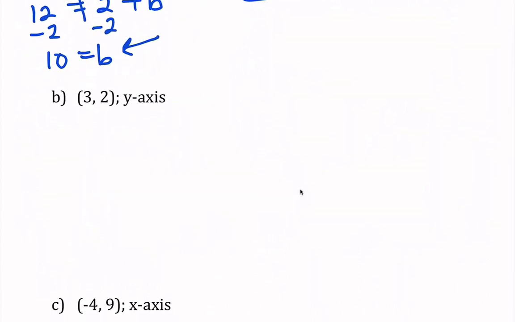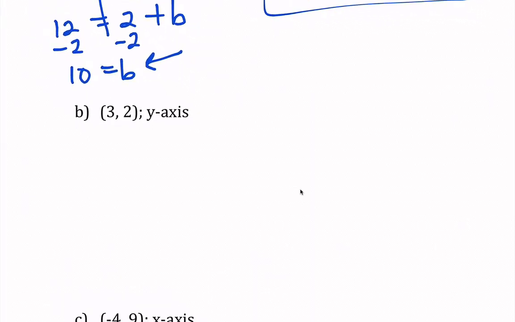Okay, on B, I want it to go through the point 3, 2, and I want it to be parallel to the y-axis. Well, let's draw. It's always good to get a visual. We know this is the x-axis. We know this is the y-axis. Okay, so we want it to be parallel to this guy.